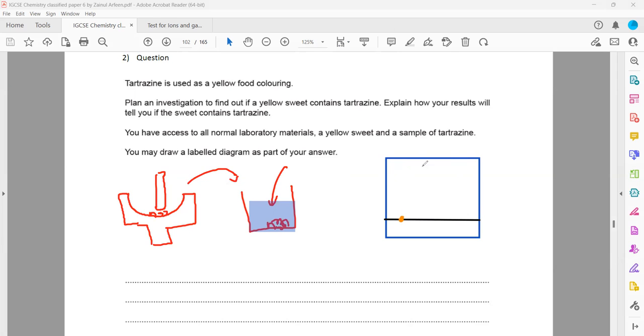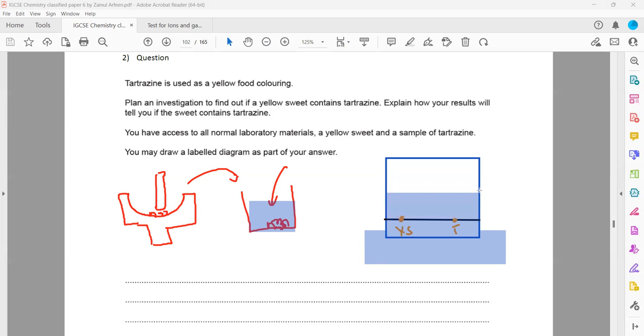Because we have a yellow sweet and a sample of tartrazine. So for example, this is the yellow sweet and there is a tartrazine sample T. Then we use a suitable solvent, better name the solvent. If they don't mention it is insoluble in water, you can use water as a solvent. We can say organic solvent, you can also say. But if the question does not specify that it is insoluble in water, then water is the most suitable, because water is the universal solvent as it can dissolve a variety of compounds. If it is not mentioned, then water is the simple answer here.